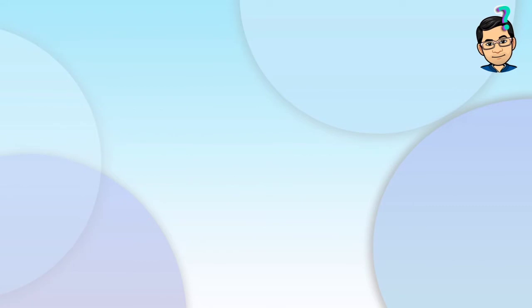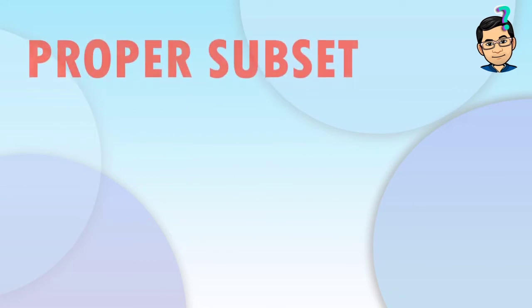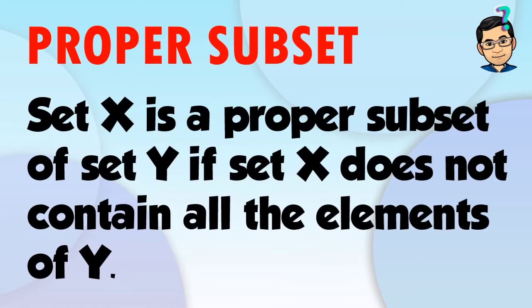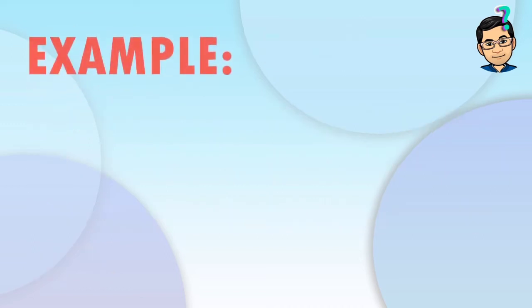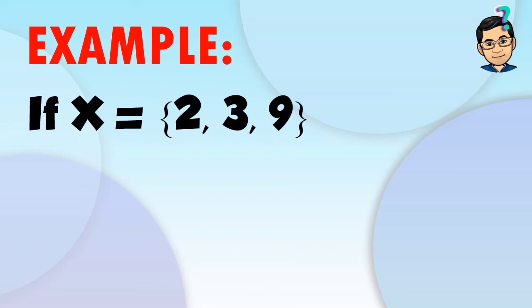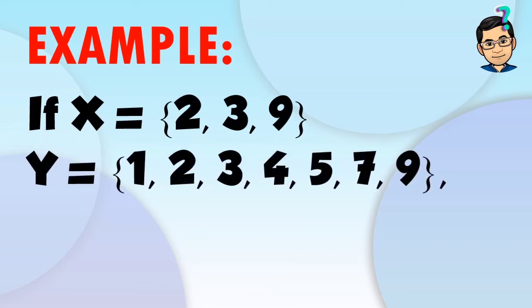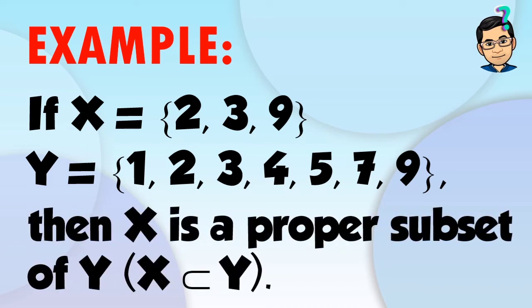So, let's have the types of subsets. The first type is the proper subset. So, when we say proper subset, set X is a proper subset of set Y if set X does not contain all the elements of Y. Ibig sabihin lang nito, hindi lahat ng elements na nandoon sa set X ay makikita sa set Y. Kapag ganon ang nangyari, pwede nating sabihin na ang X ay proper subset ng Y. So, let's have an example. If the elements of X, 2, 3, 9, Y has elements 1, 2, 3, 4, 5, 7, 9, then X is a proper subset of Y.